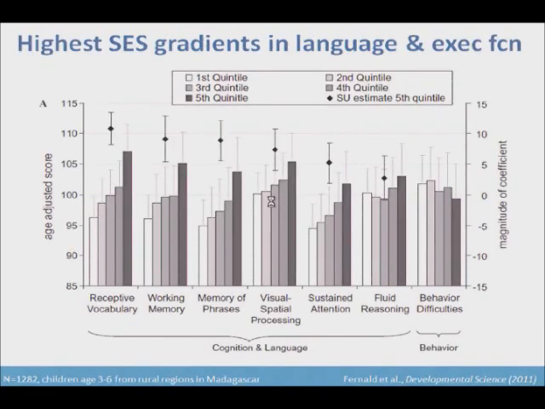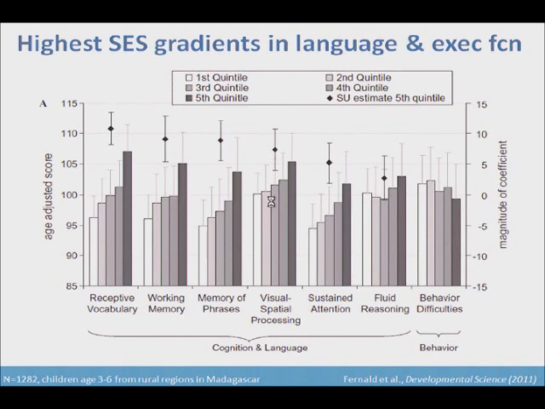So I'll show you now data from 1,300 children from a nationally representative sample of 3 to 6-year-old children from 150 communities in urban and rural Madagascar, a very low-income African country with an annual gross national product per capita of $340. So this is less than $1 a day. We assessed the children on 7 culturally adapted tests specifically selected to focus on these domains related to poverty or nutrition and intervention, so looking specifically at executive function or language.